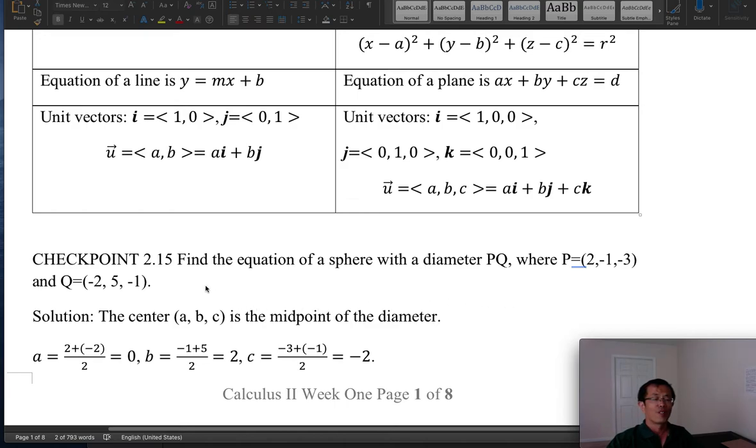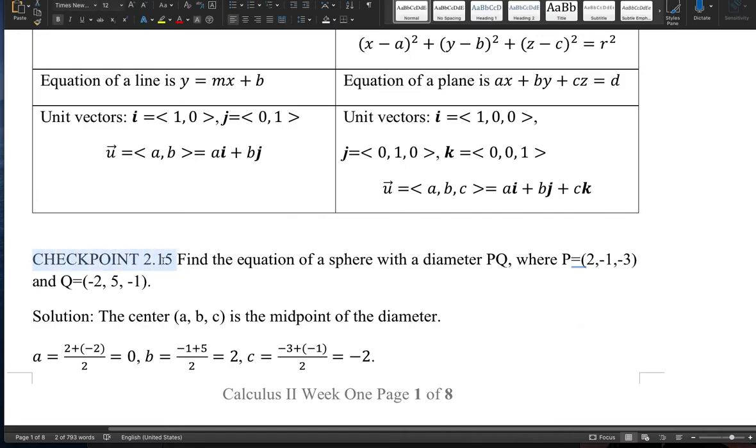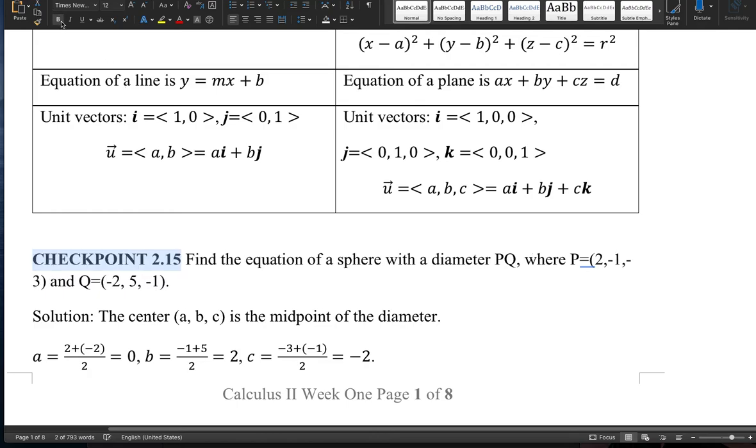Or maybe we take a quick look. I think this is checkpoint 2.15 from the textbook. And take a quick look. I mean, this is the same kind of example we did in the textbook. We want to find the equation of a sphere with diameter PQ.